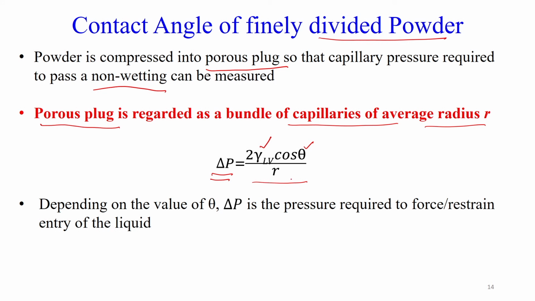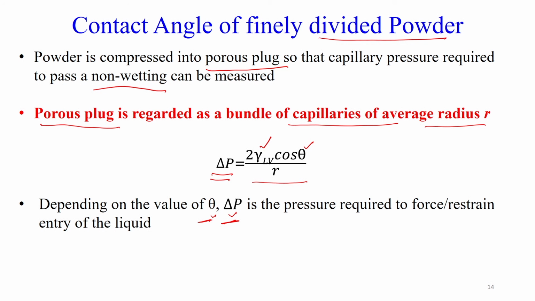Here we are considering how the non-wetting liquid is passing. We are considering there are n number of capillaries, or you can say a bundle of capillaries with the radius r. So, depending on the value of theta, delta p varies. Or you can say, if you can measure the delta p, you should be able to calculate the value of theta.